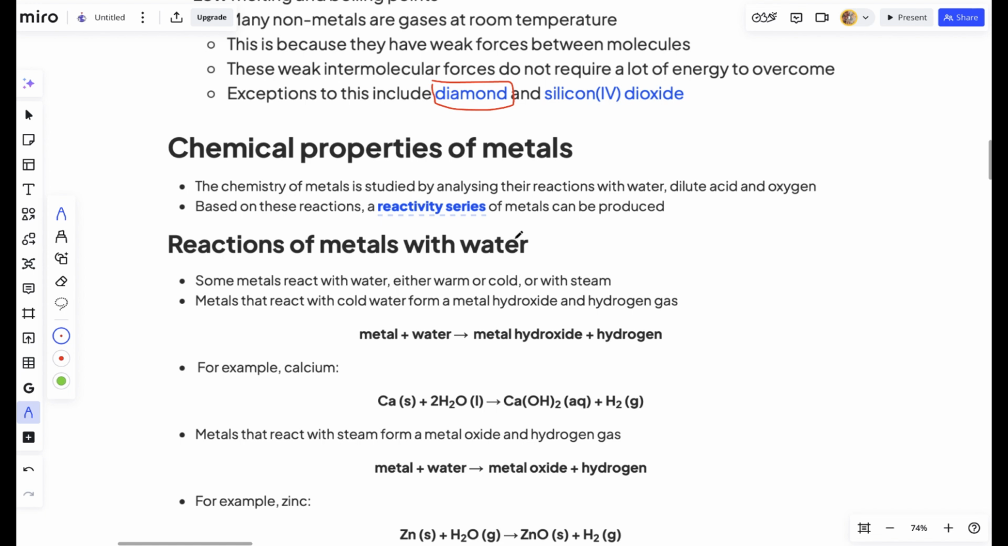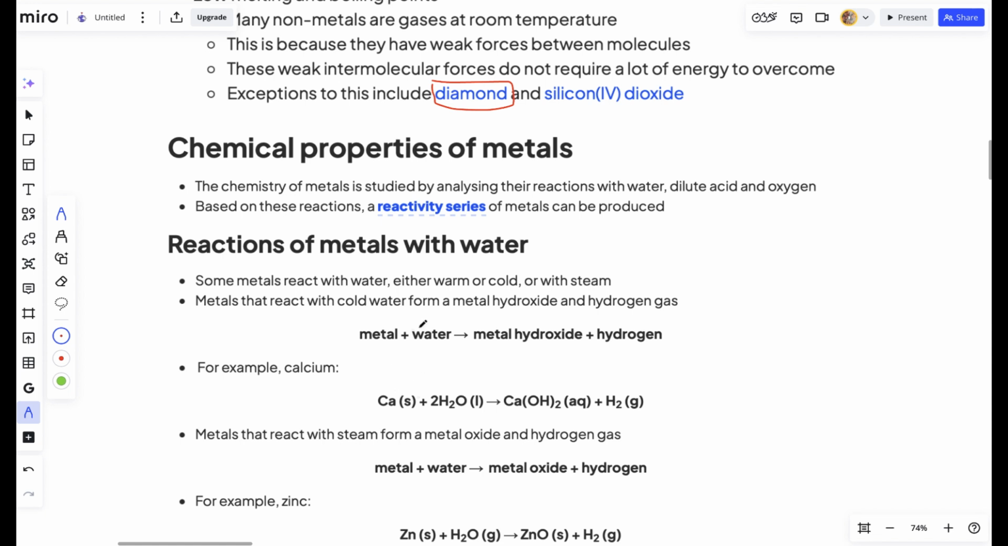Now we start with their reaction with water. Metals react with water, which is a liquid. Metals also react with steam, hot water. The product they form when they react with cold water and when they react with steam is a little bit different, so let's pay attention to these two differences. These are chemical reactions because a completely new product will be formed.